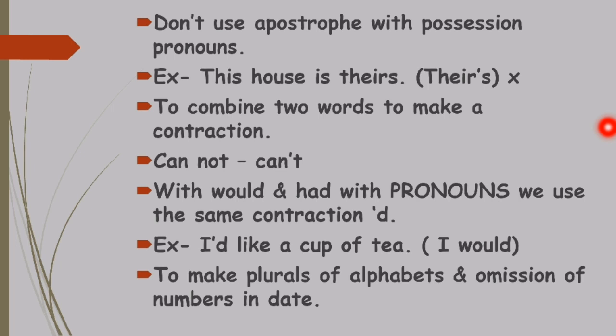Don't use apostrophe with possessive pronouns like this house is theirs. Right? ये house उनका है. So for theirs, don't use apostrophe s. Theirs with apostrophe s will be wrong.